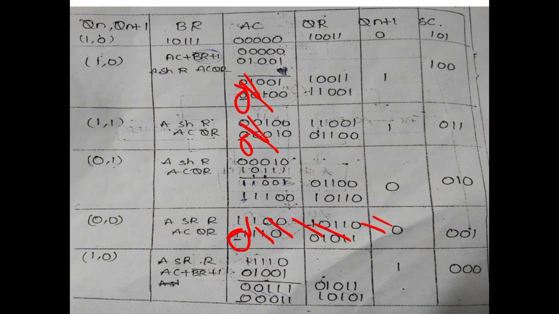After performing the arithmetic shift right operation, what is the AC value? 11100. What is the QR value? 10110. Yes, 10110.